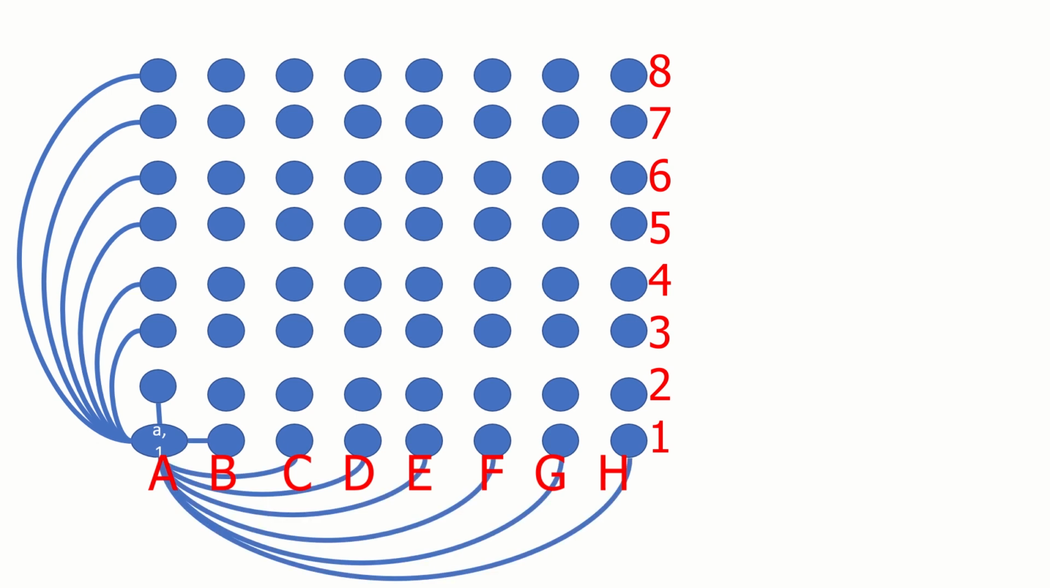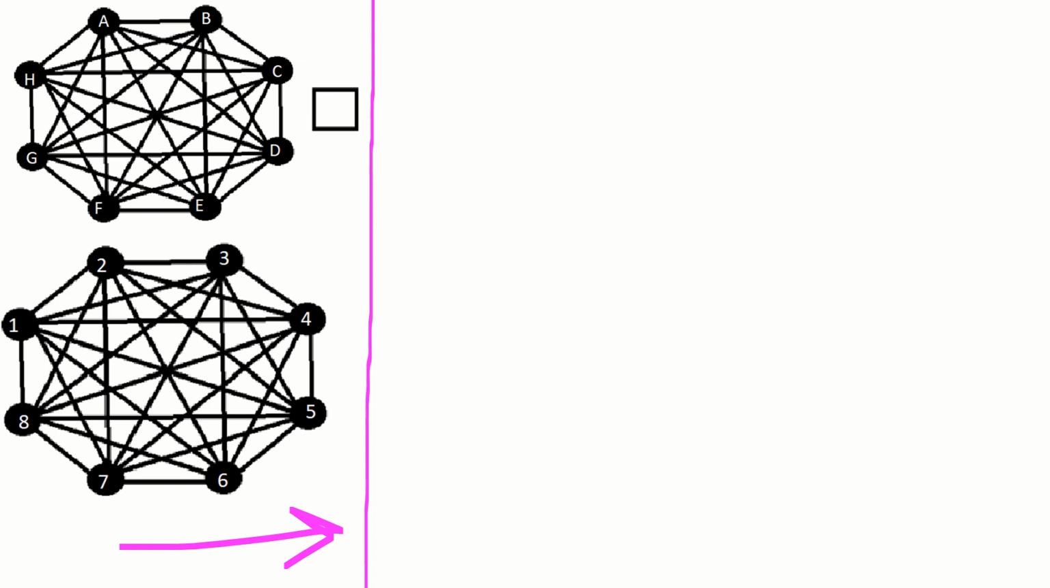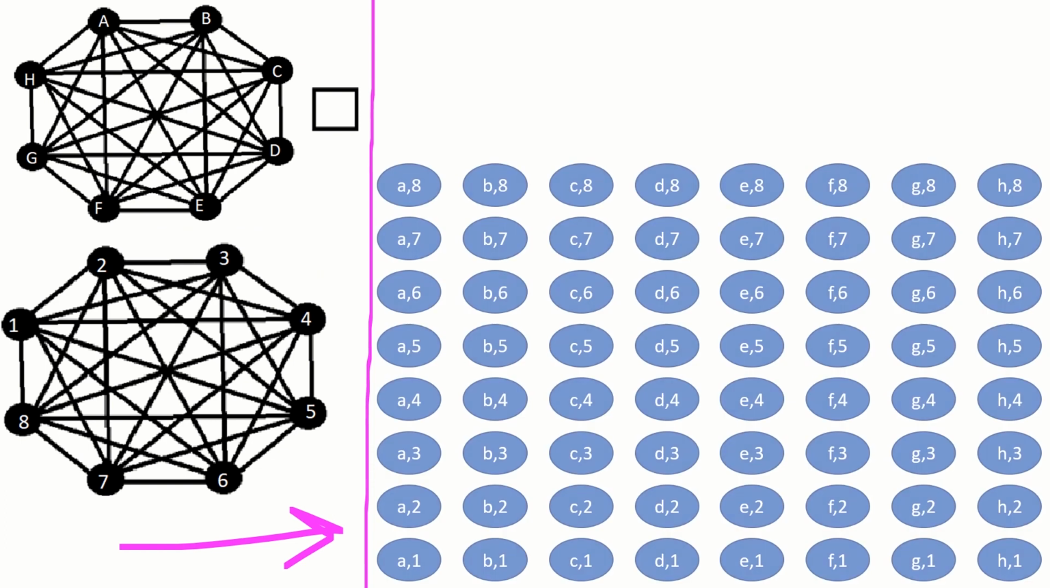Doesn't this definition of an ordered pair remind you of Cartesian products of graphs, where each vertex represents an ordered pair of vertices from each factor graph? Now, think of the Cartesian product of 2 complete graphs on 8 vertices, one labeled with letters A through H, and one labeled with numbers 1 through 8. As we learned, the Cartesian product of these 2 graphs will have 64 vertices, each corresponding to an ordered pair of vertices from each of the complete graphs.